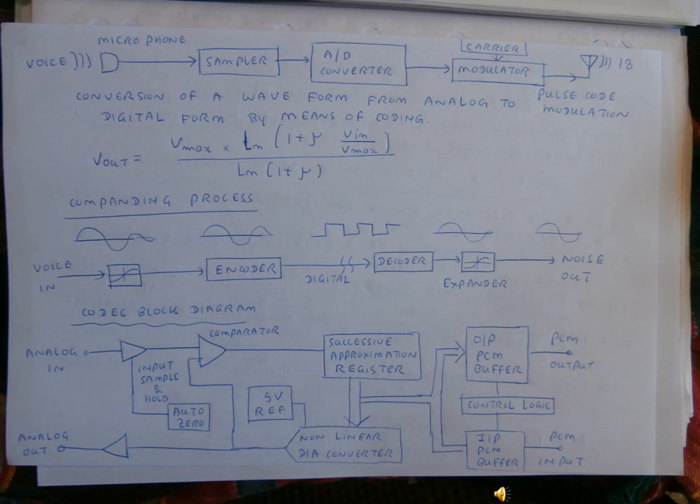One data line goes to the non-linear digital to analog converter, which takes the feedback to the comparator, and the analog output comes out. Another line goes as output to the PCM output buffer, and the PCM output comes out. Another line goes to the PCM input buffer, and then the PCM input comes out. The output PCM buffer and the input PCM buffer are connected by the control logic. So this will be the codec block diagram.